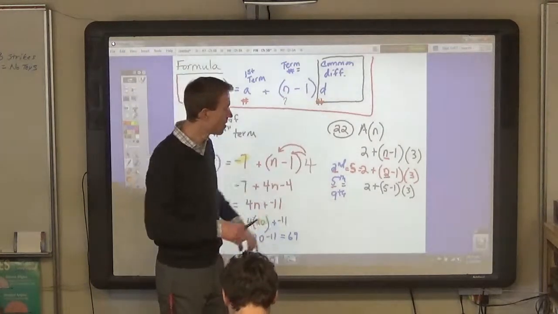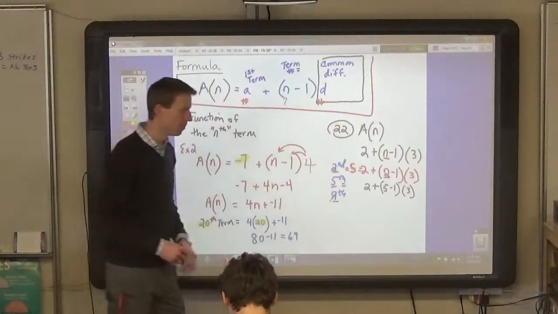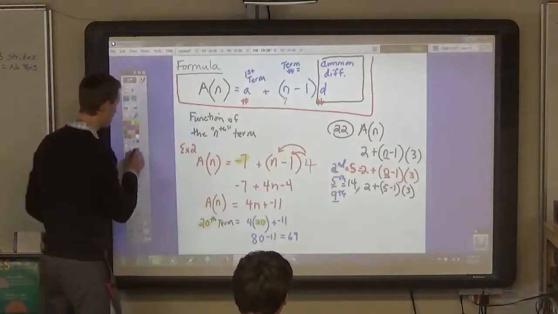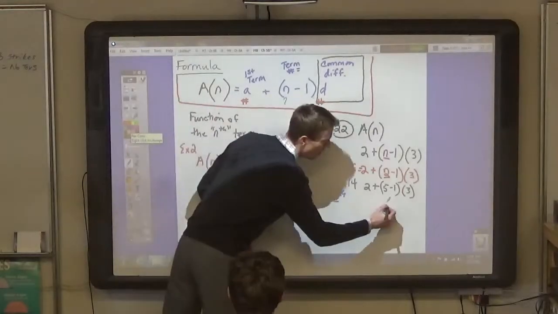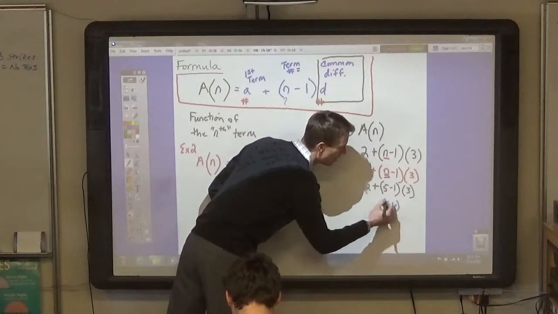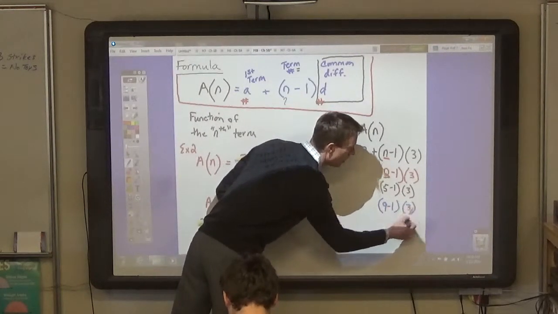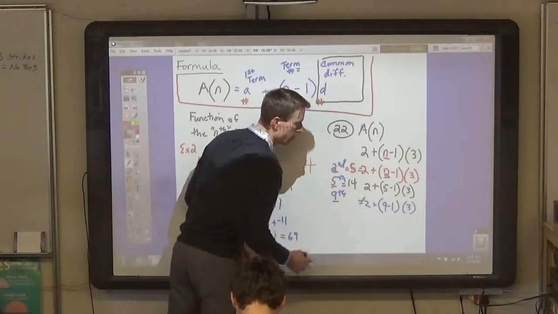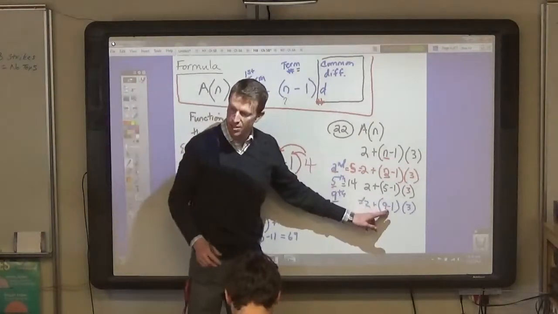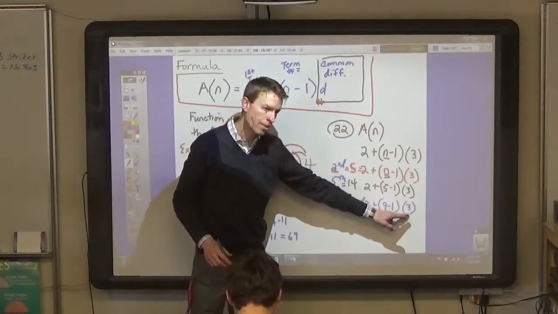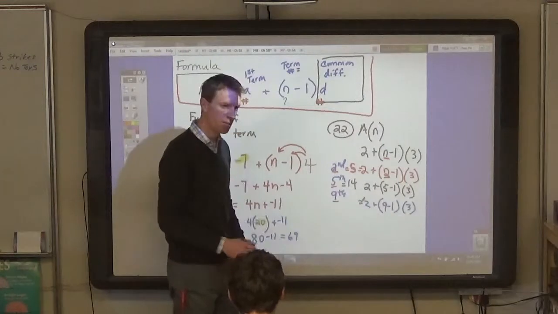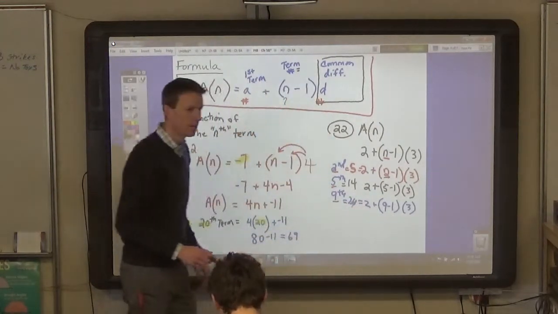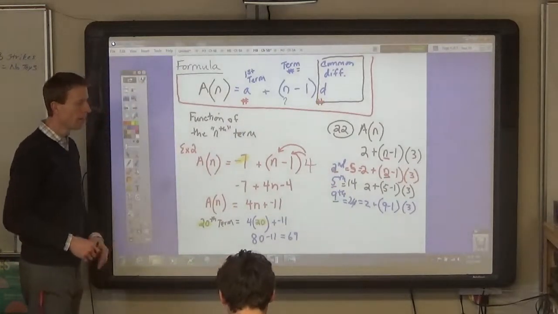What is the ninth term? That's going to go in for n, isn't it? 9 minus 1 times 3 plus 2. So 9 minus 1 is 8. 8 times 3 is 24. Plus 2 is 26. Okay. Any questions?